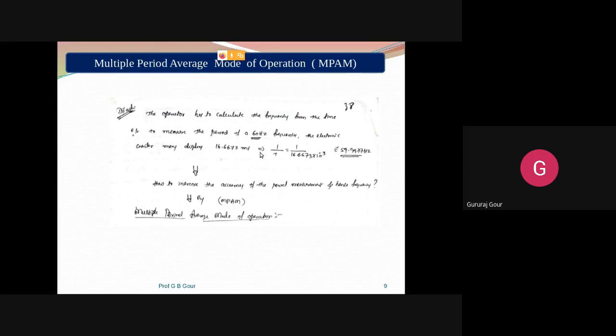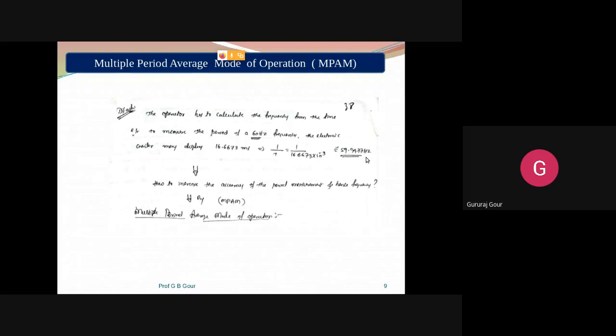It will depend on its resolution, how many decimal points it is able to display on the screen. It depends on the resolution of the DTM. But if you take the reciprocal of this one, you can see how much you are getting. It is not 60 hertz, because we know the relationship between frequency and time: both are reciprocally related, inversely related. So we can see 60 hertz and 59.9977. You take the difference of these to get the error.